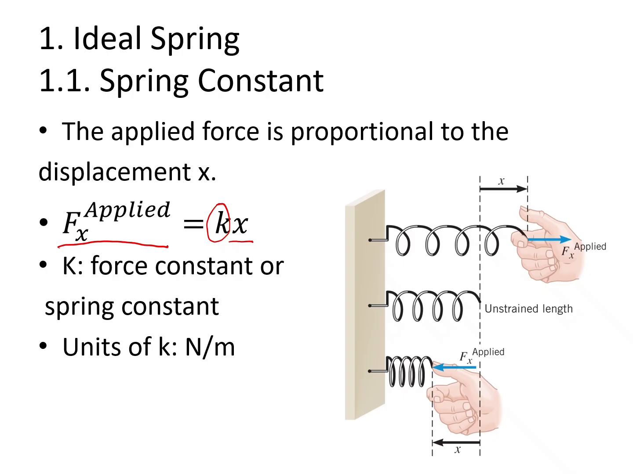A spring with a large spring constant is stiff. It takes a large force to stretch or compress it by a small amount. A spring with a smaller spring constant is easier to stretch or compress.